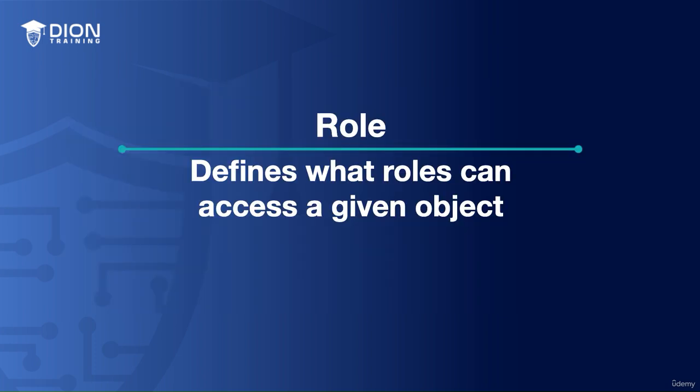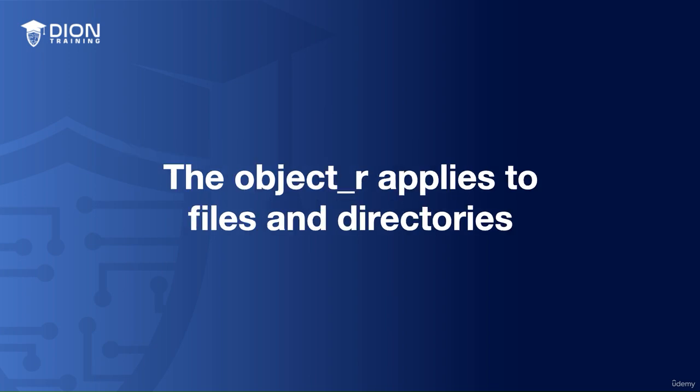The role context is our second area, and this defines what roles can access a given object. Now, SELinux users are authorized to be in a certain role, and those roles are typically used to permit or deny access to the given domain or the given resources and processes. To control this, there's a role called object_r, and this applies to your files and directories.